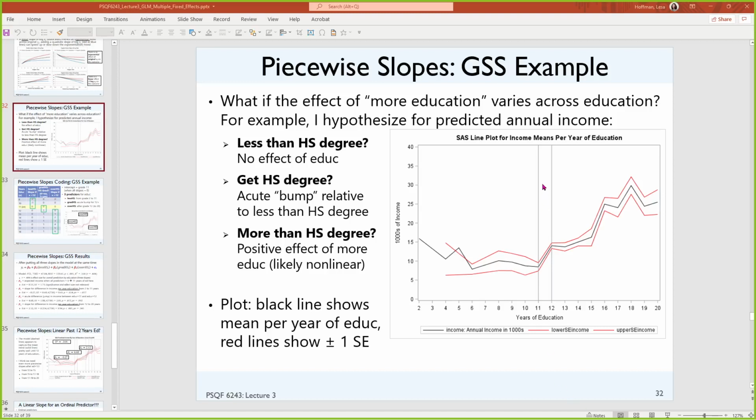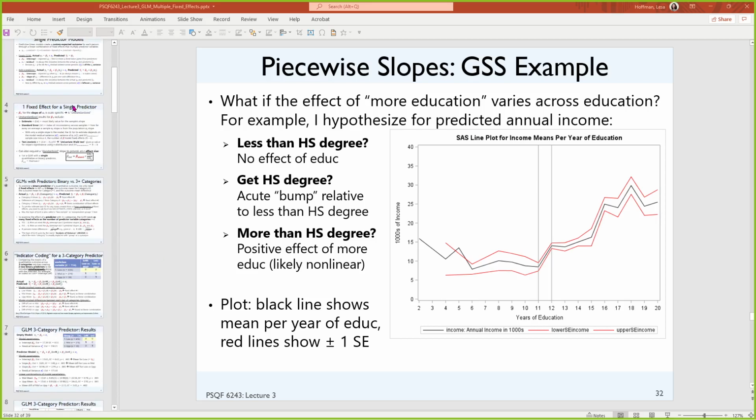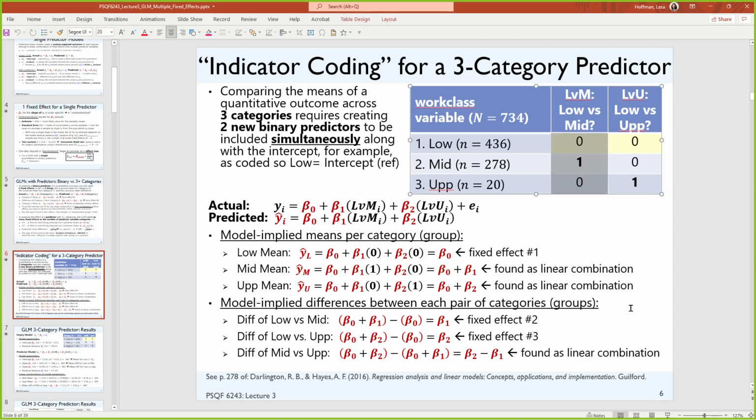So big picture, this unit we're talking about how to include effects of predictors that require more than one slope to describe their relationship with an outcome. The first example of that was predictors that are categorical, that have more than 2 categories, so 3, 4 category predictors. And the solution was to create new predictor variables, number of groups minus 1, coded 0 or 1, so that we can differentiate each group relative to a reference group.